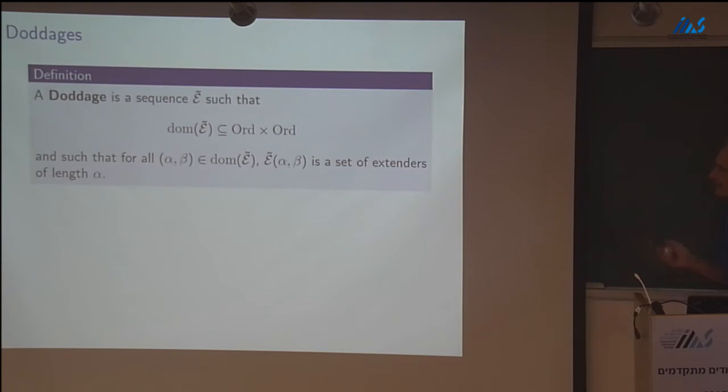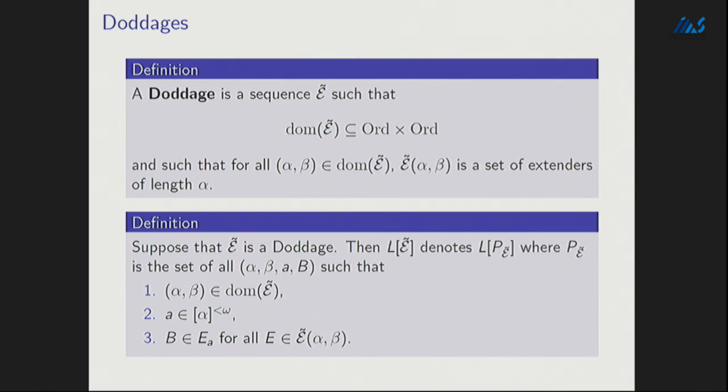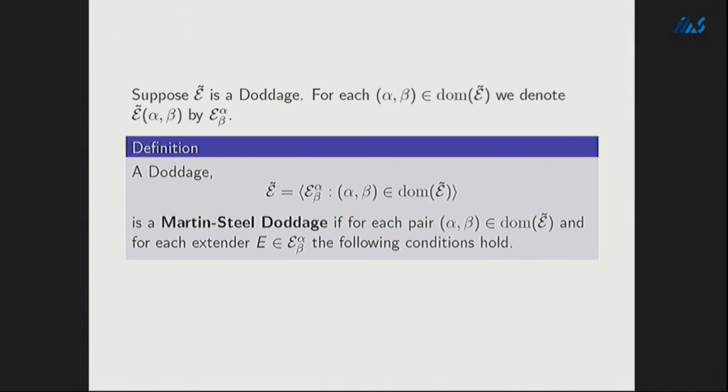Okay, so that's what a Martin-Steel extender sequence is. Now they actually work with something called a dottage. It's exactly the same, except that now for every doubly indexed family, now not of extenders, but of sets of extenders of length alpha, this is how you construct from a dottage. We define this predicate, which is basically intersecting all the extenders. Okay. I'm not going to use what this is, so I'm going to go a little quickly here since I see I'm already out of time.